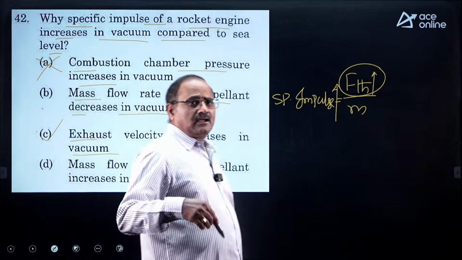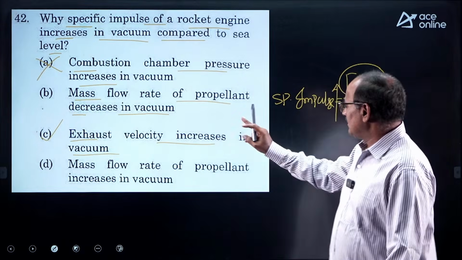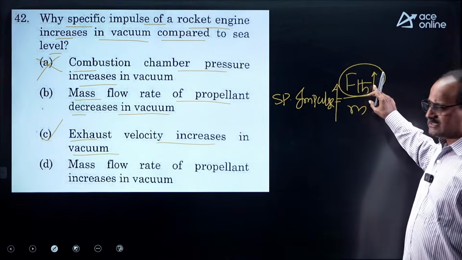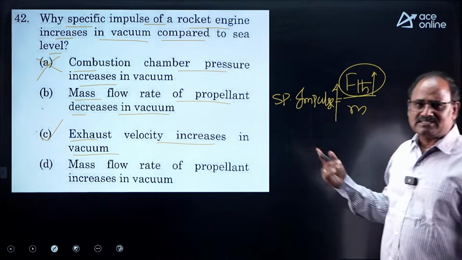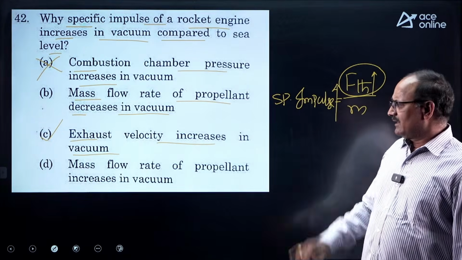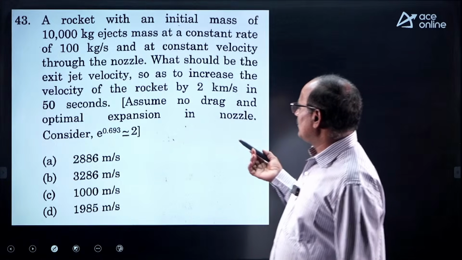By the time the rocket is propelling in the vacuum, the exhaust velocity increases. Because of the increase in exhaust velocity, thrust force increases. Because of the increase in thrust force, specific impulse is going to increase. Okay, theoretical question. Similarly, look at another question asked for the rocket motor.